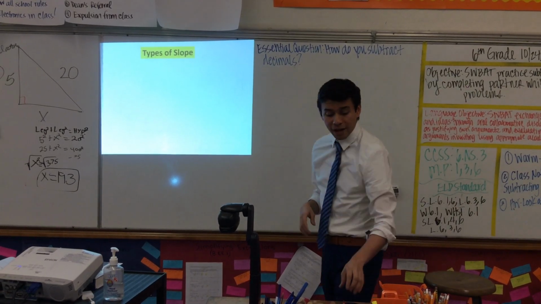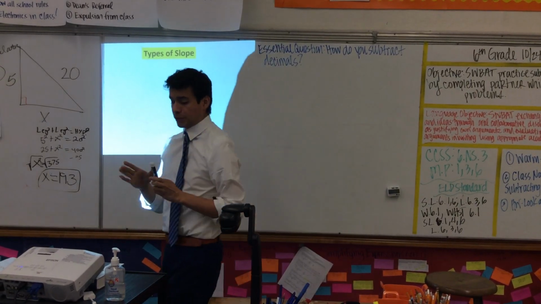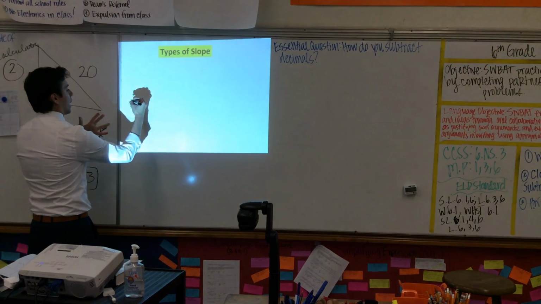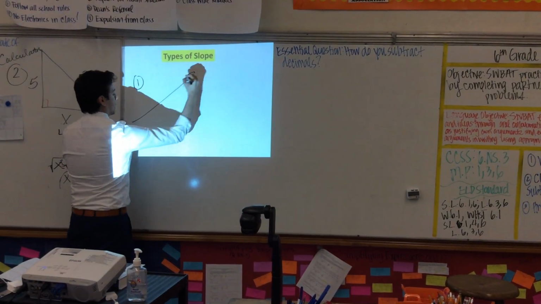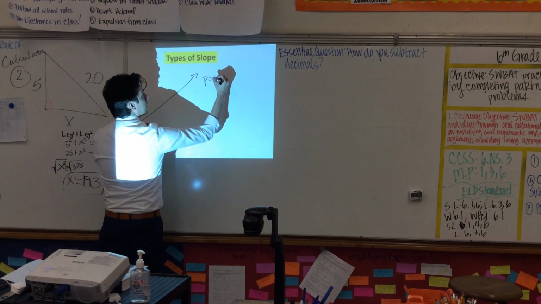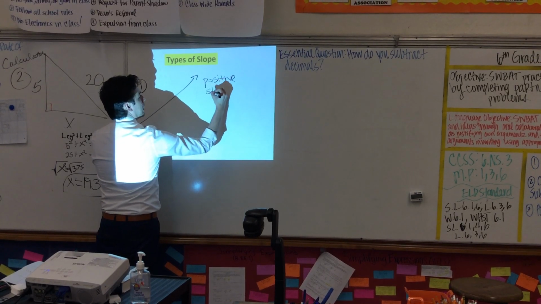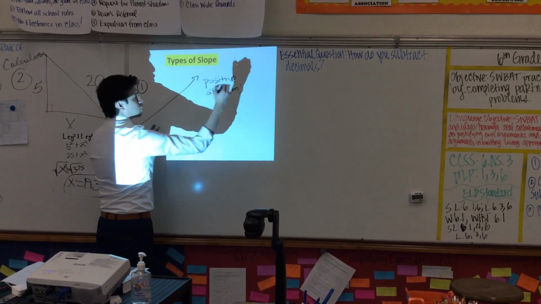Okay, so types of slope. Write this down. So we have 4 types of slopes. Okay, 4 types. One of the first slopes that we have is pretty simple. We call it a positive slope. Okay, positive slope. And we use the letter M for slope.